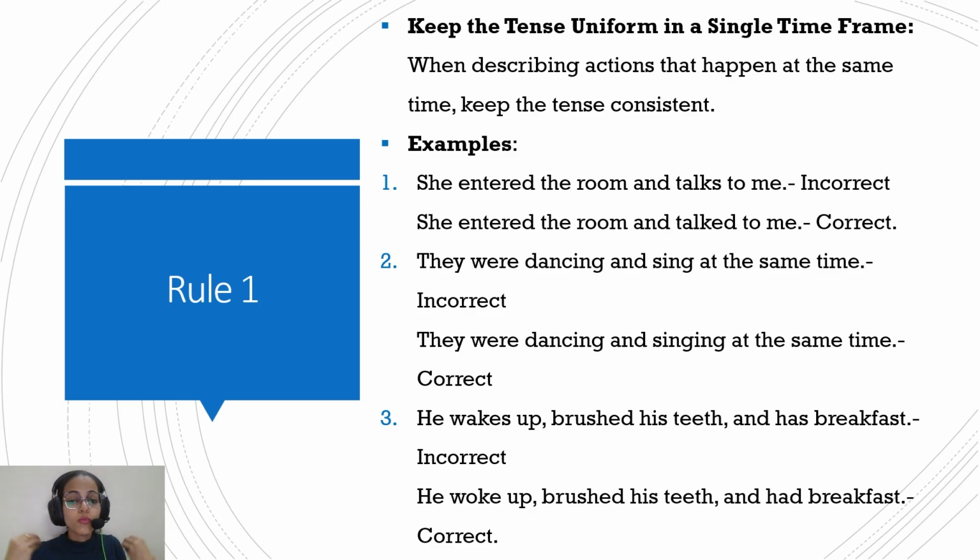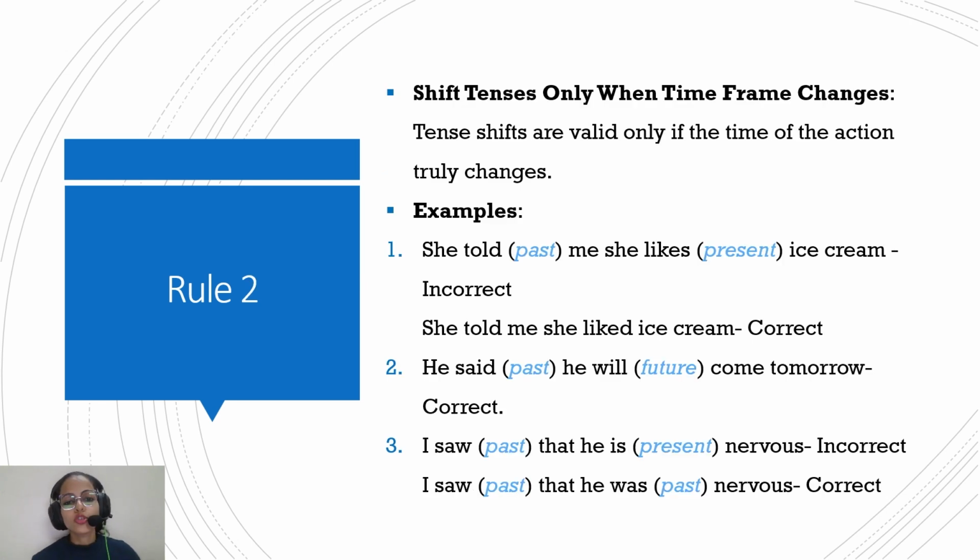So now again, let's look at the rule. When describing actions that happen at the same time, keep the tense consistent. So waking up, brushing, and having breakfast, they should all be in the same tense. So you should keep the tense consistent in the single time frame. Okay. Now rule 2. Shift tenses only when the time frame changes. So if one time frame is there, you have to keep consistent tense. But if the time frame changes, then you can shift the tenses.